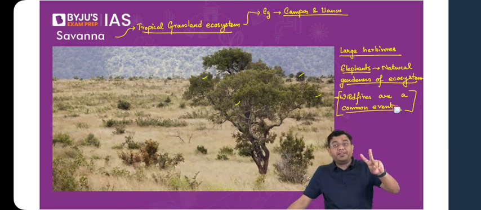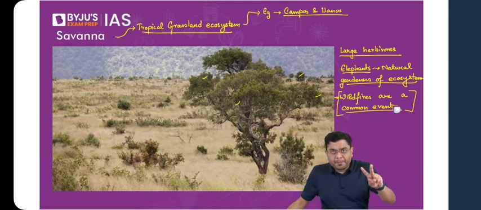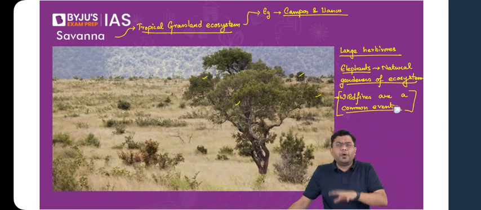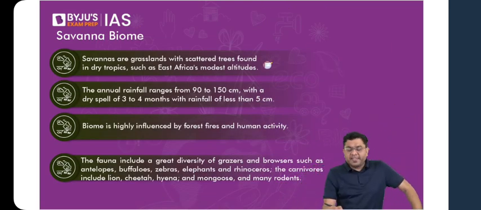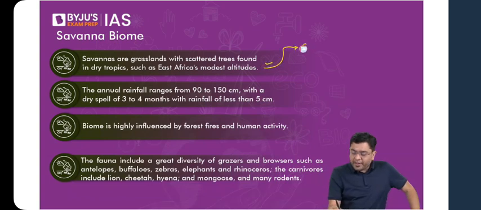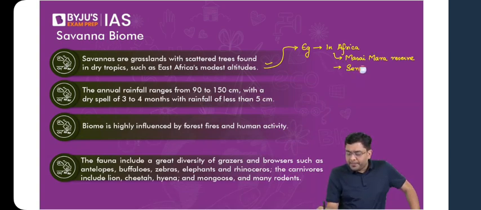UPSC has asked a prelims question from this twice, a minimum of twice in the prelims, just based upon these particular topics that we have discussed. So savannas are grasslands with scattered trees found in dry tropics, such as East Africa's modest altitudes. Examples in Africa: you have the Masai Mara Reserve in the region of Kenya, and you have the Serengeti in the region of Tanzania.